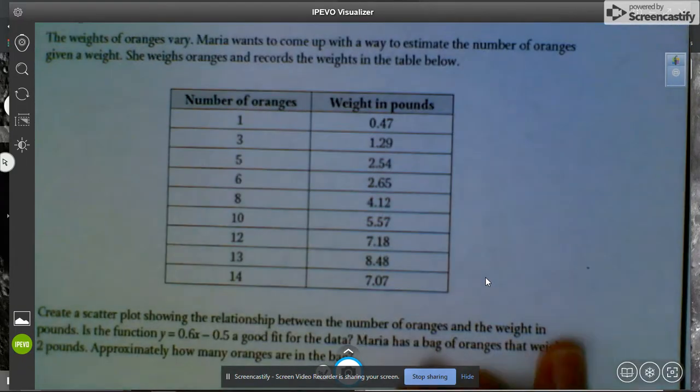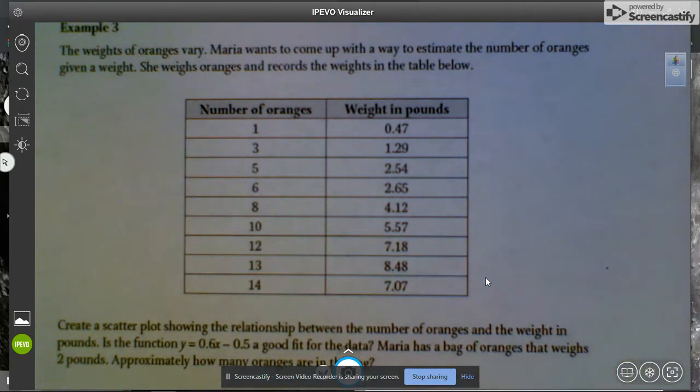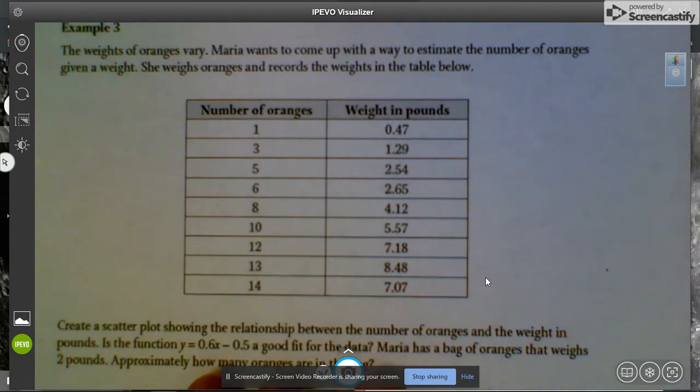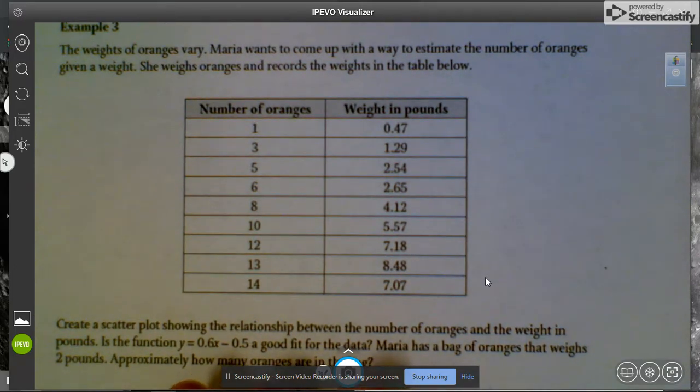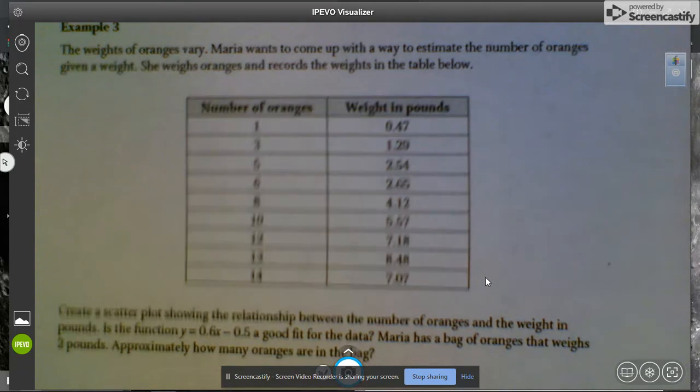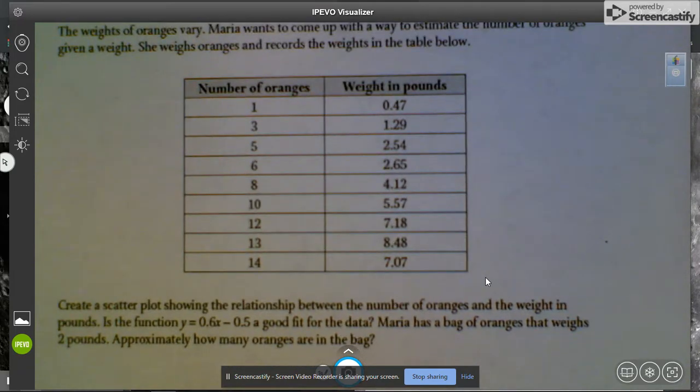Example 3 says the weights of oranges vary. Maria wants to come up with a way to estimate the number of oranges given a specific weight. She weighs oranges and records their weights in the table below. Create a scatter plot to show the number of oranges and the weight in pounds. Is the function y equals 0.6x minus 0.5 a good fit for the data? Maria has a bag of oranges that weighs 2 pounds. Approximately how many oranges are in the bag?